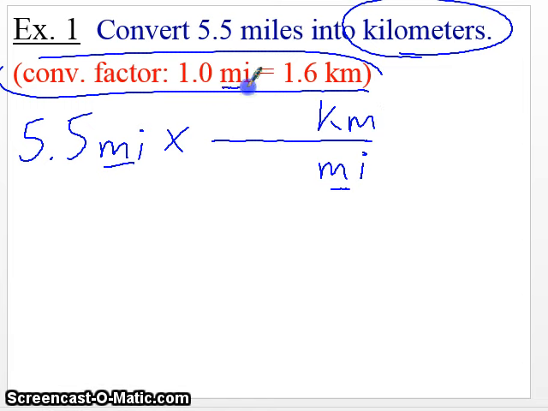The miles has a 1.0 with it, so put a 1.0 with the miles. Kilometers, 1.6. There it goes. And then it's easy as multiplying by the top, dividing by the bottom. Okay. So 5.5 times 1.6 is probably 10-ish. Yeah, more than 5. Less than 100.